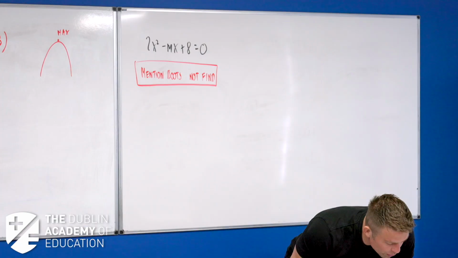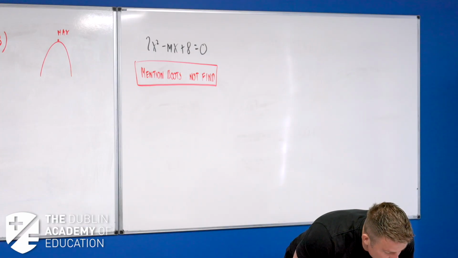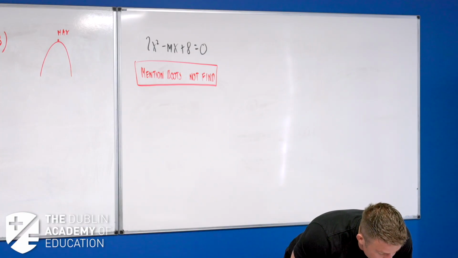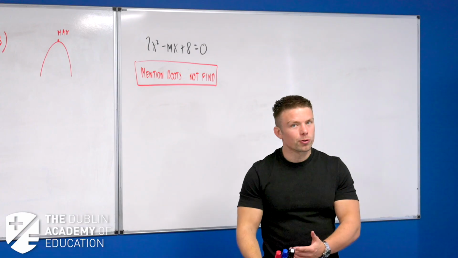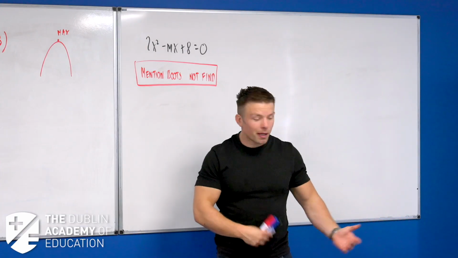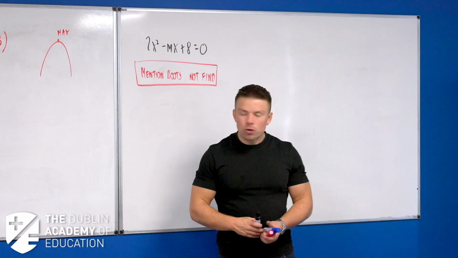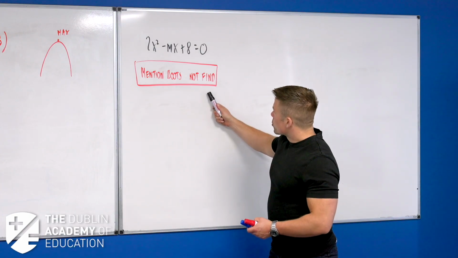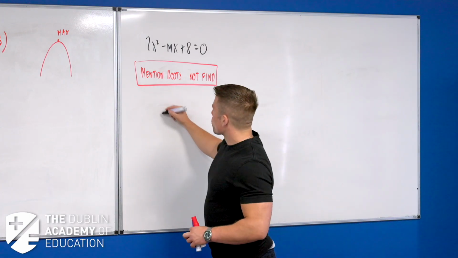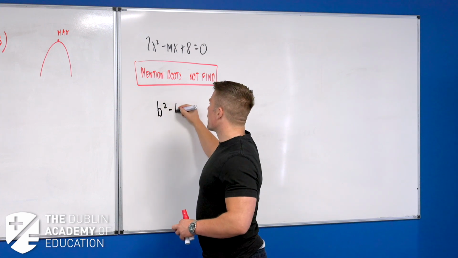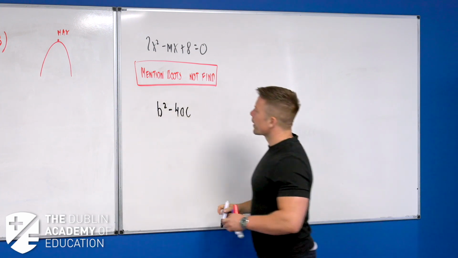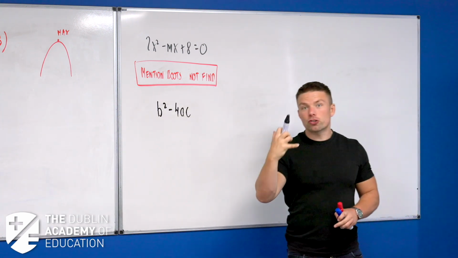Question 5.2. Determine the nature of the roots of the equation. So again, they mention the roots, but it hasn't asked you to find them. And there's ones on the next couple of pages there as well, if you wanted to give those a go. Mention roots, not find. That means we're going to always be talking about this b squared minus 4ac. This is what's called the discriminant.